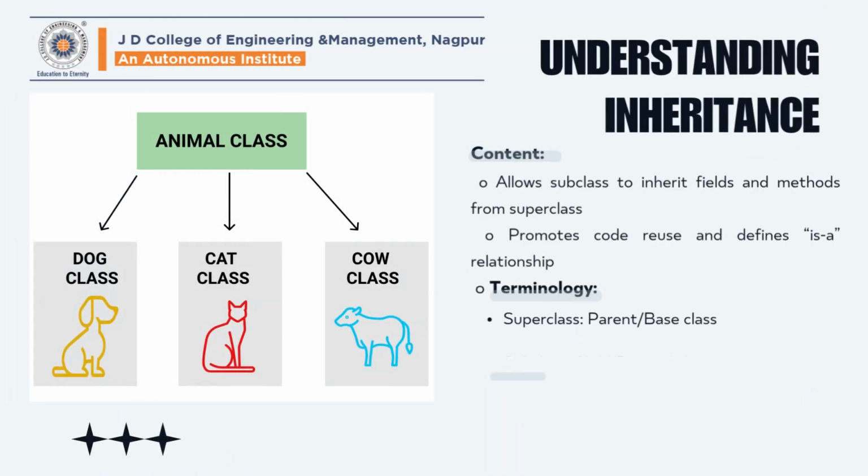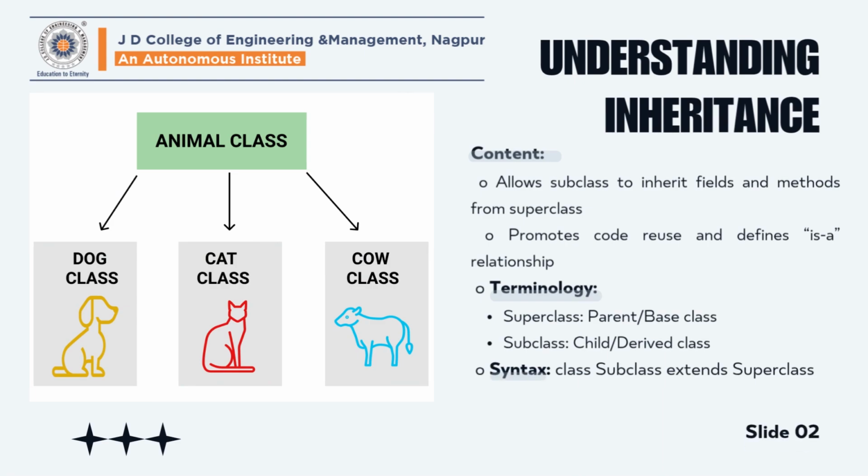Inheritance allows a subclass, or derived class, to inherit fields and methods from a superclass, or parent class. This principle promotes code reuse and defines a strong "is-a" relationship, as a dog is a type of animal. The core syntax to achieve this is the extends keyword. Let's see this in a simple Java example.